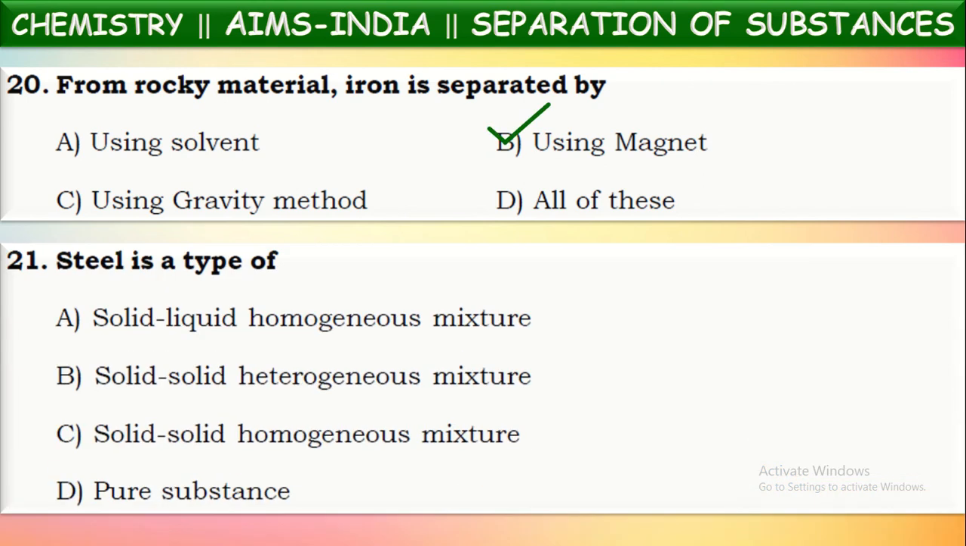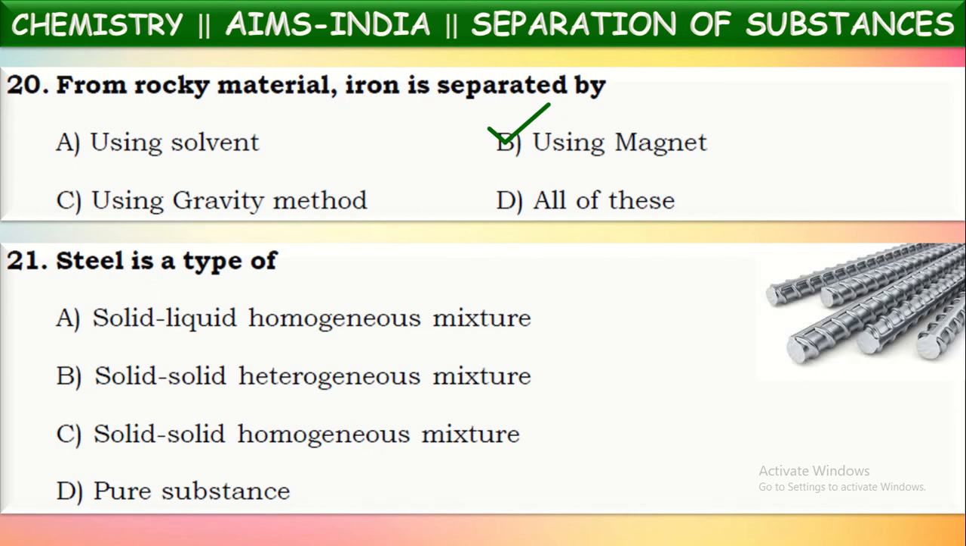Next one. Steel is a type of. Actually, iron will be mixed with some other metals like nickel, chromium and some carbon to make this iron rustless and to make it very hard. The material obtained by mixing all these is called steel. This is also often called stainless steel. Stain in the sense of rust. Stainless steel means the iron which does not get rust.